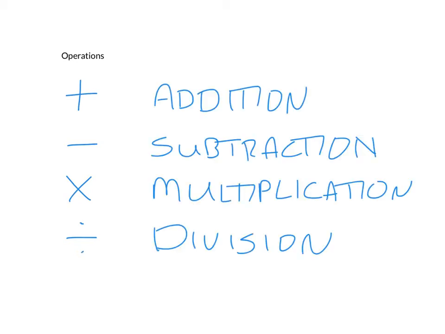To start, we're going to review our operations. We have four operations. They are addition, subtraction, multiplication, and division. And we remember from last lesson that each of our operations has an opposite operation that can be used to cancel it out. And so we see that our operations have a matching opposite operation.